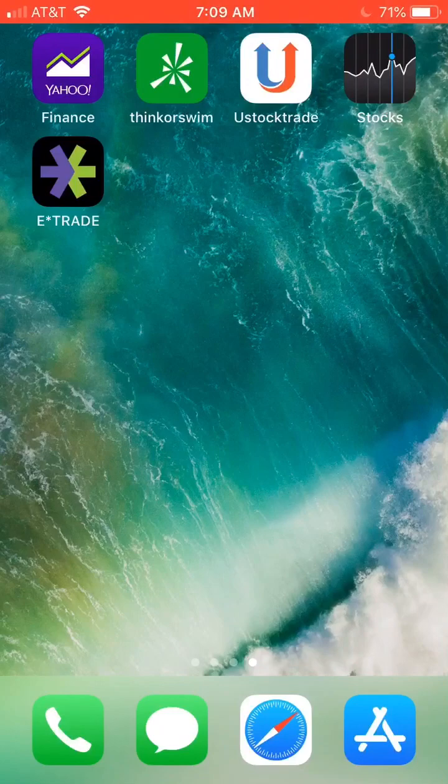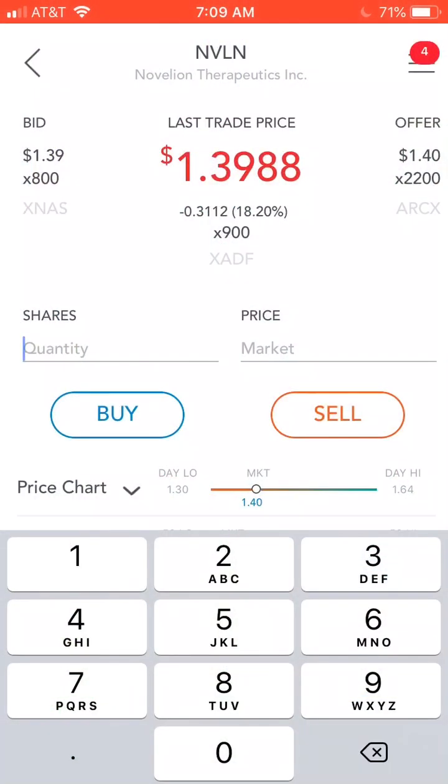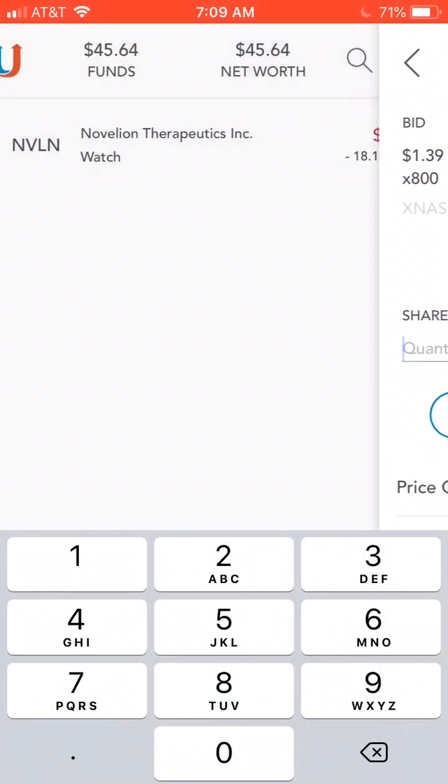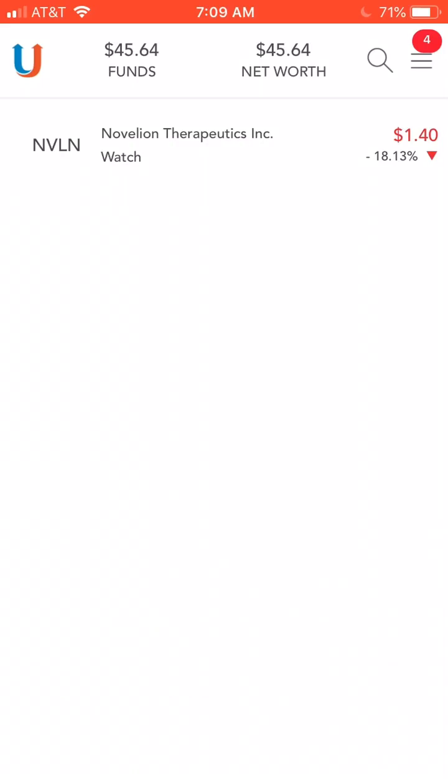I'm gonna check the market today and try to make a trade. I normally trade on my computer because, see, this is a stockbroker right now. I'm using stock trade, and right now I just barely have $45 in that account.